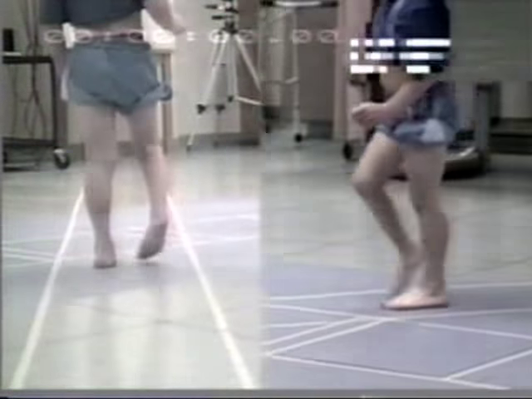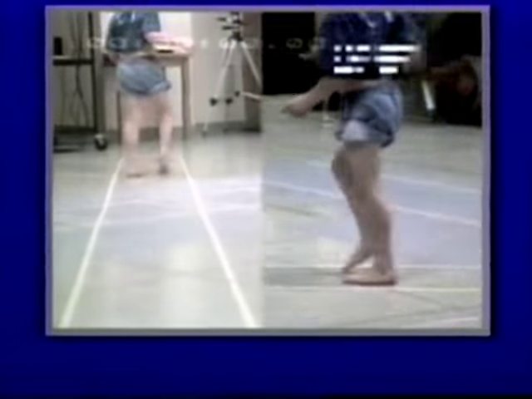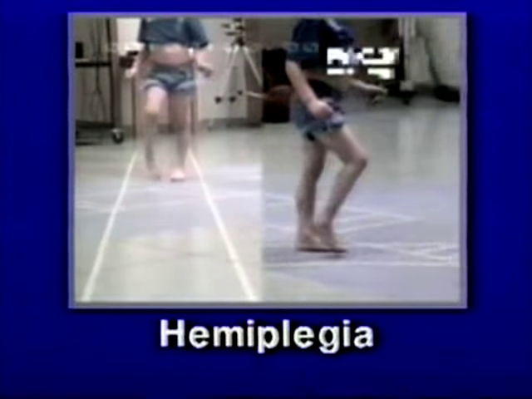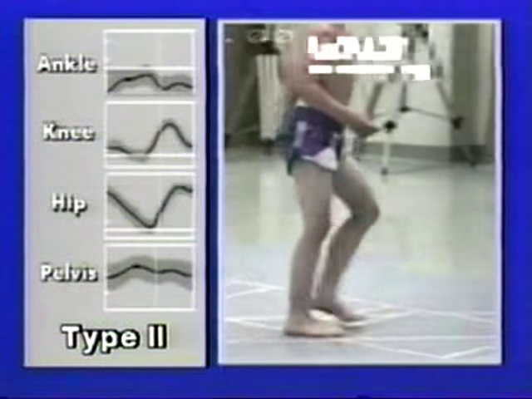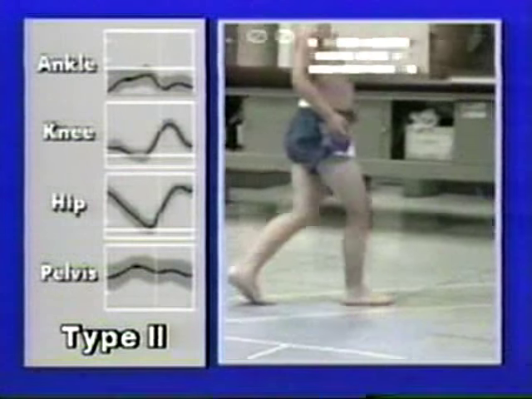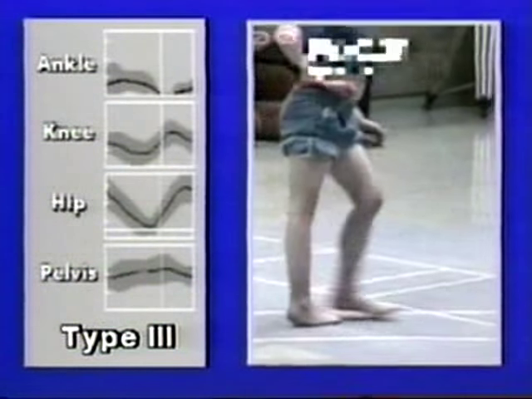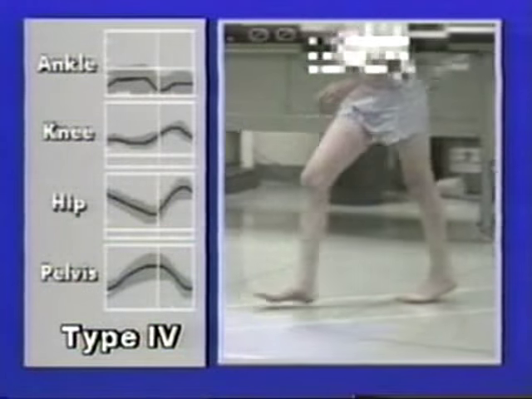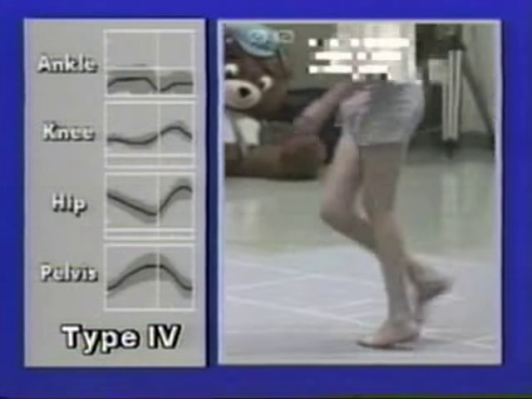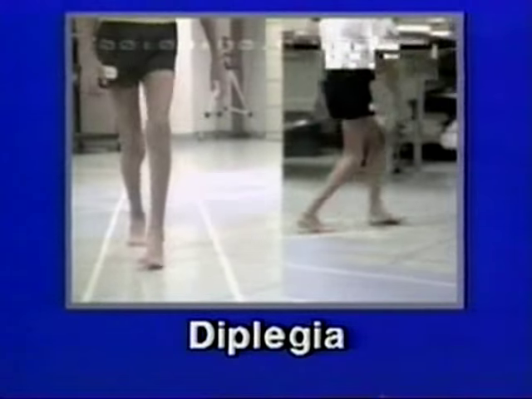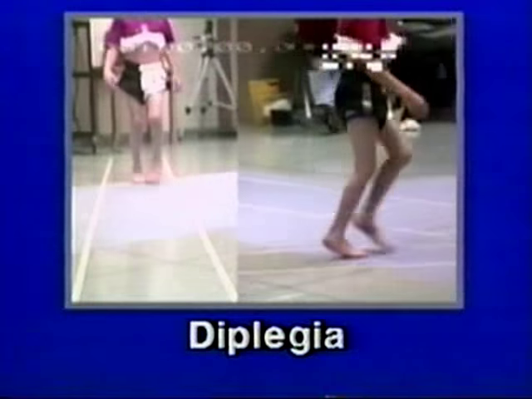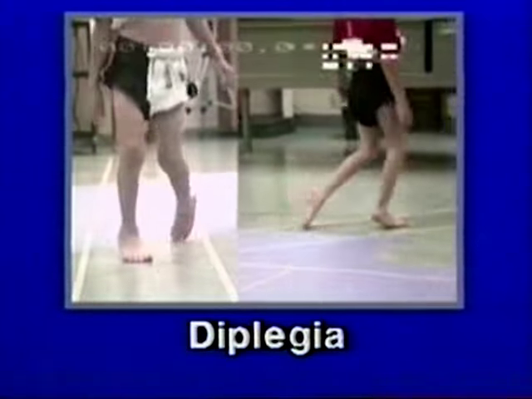Location of motor involvement leads to further classification. In hemiplegia, one side of the body is affected, including both the arm and the leg. The face and trunk can be affected as well. Gait analysis has been used to subtype hemiplegia into 4 categories based on the severity of involvement of the lower extremity. Each type has specific characteristics that are useful in planning treatment. Diplegia refers to primary involvement in both legs with lesser involvement in the arms. Many children who are born prematurely have this type of CP.